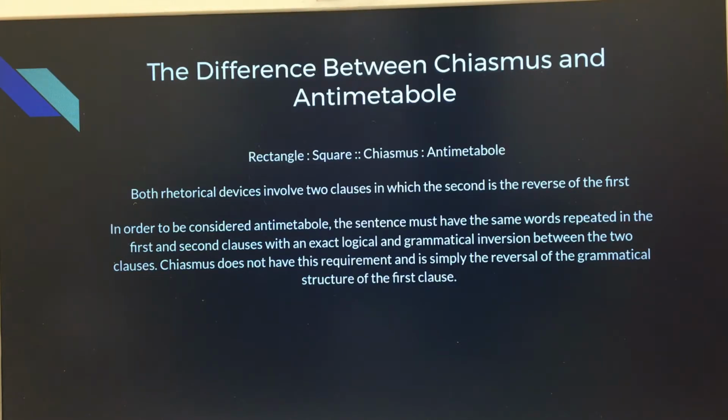Both rhetorical devices involve two clauses in which the second is the reverse of the first. But in order for the sentence or phrase to be considered an antimetabole, the same words must be repeated in the first and second clauses, with an exact logical and grammatical inversion between the two clauses. Chiasmus does not have this requirement and is simply the reversal of the first clause.